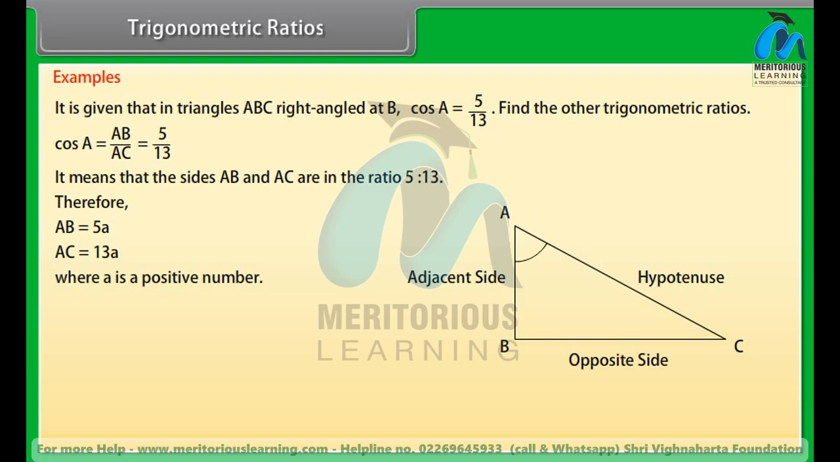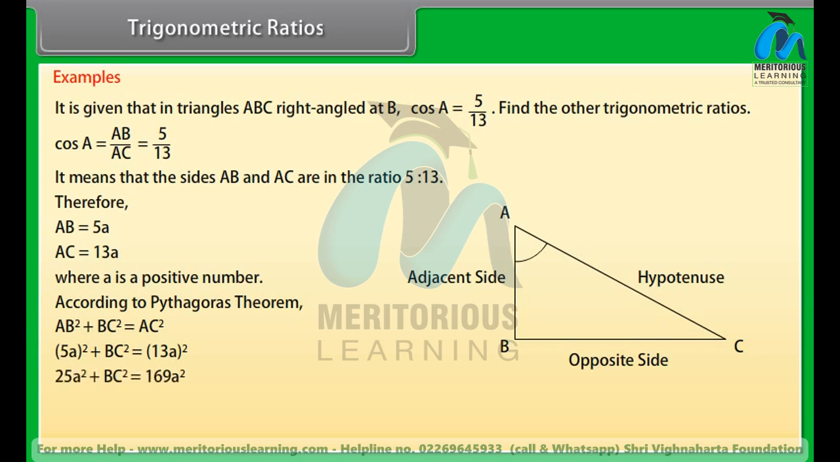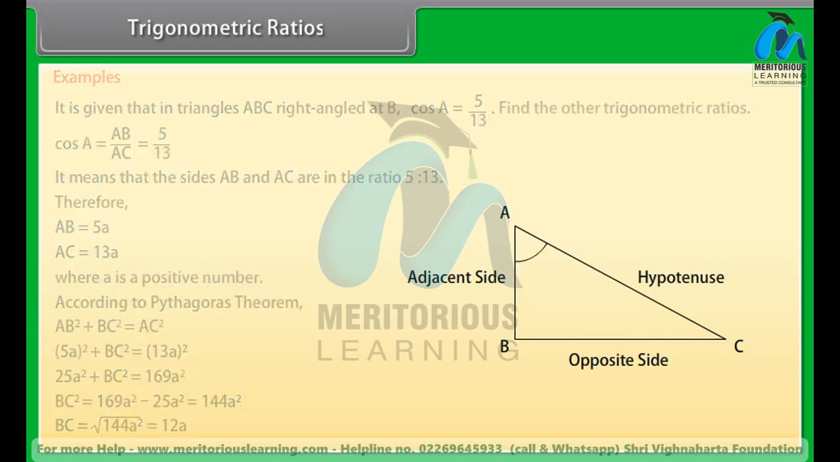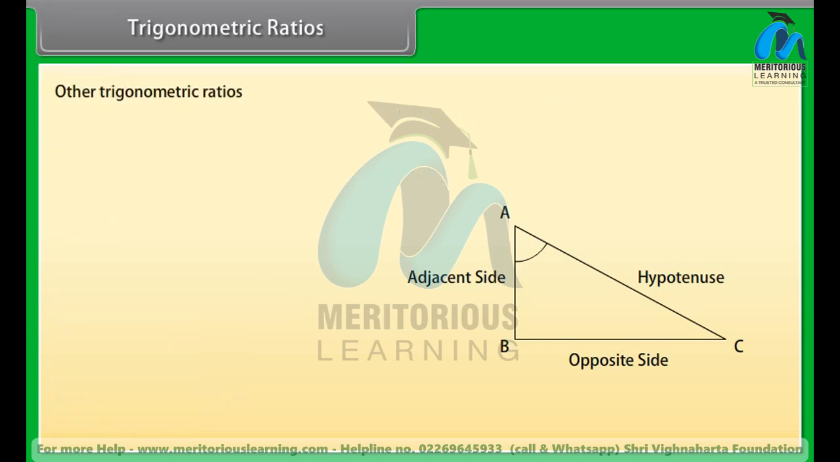positive number. According to Pythagoras' theorem, AB square plus BC square is equal to AC square. By substituting the values, we get 5A square plus BC square is equal to 13A square. Now, by calculating it, we get BC as square root 144A square, which is 12A. Let us now find the values of the other trigonometric ratios.